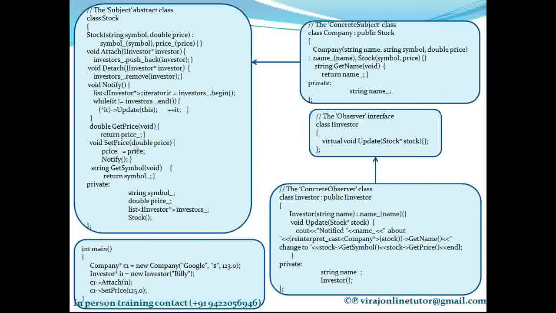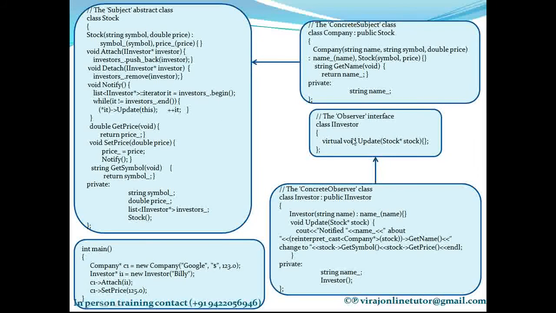Fine. So there is a very important function here called set price. That means when the price of the stock changes, I am calling notify. Whenever a price of a stock changes, I am calling notify. This is very important. And what is notify doing? It is iterating through all the elements of this list, and it is calling the update function of each of the investors. So when the stock prices change, I am calling notify. Notify will iterate through all the elements of this list, and it will invoke its update function.